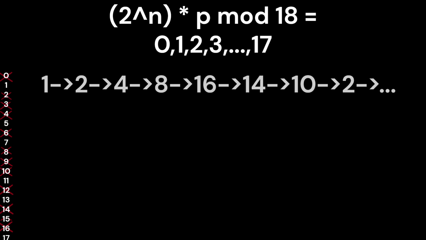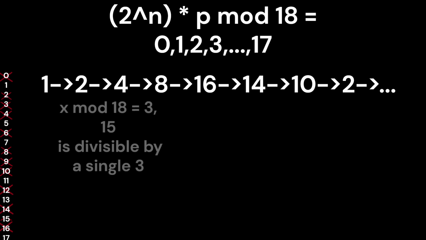1 goes to 2, which goes to 4, which goes to 8, which goes to 16, which goes to 14, which goes to 10, which goes back to 2. This then forms an infinite loop. We have proven previously that relative to 18, when a number mod 18 is equal to either 3 or 15, then they must be divisible by a single 3.